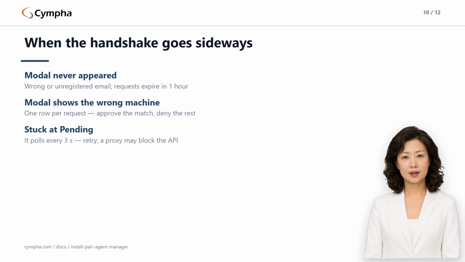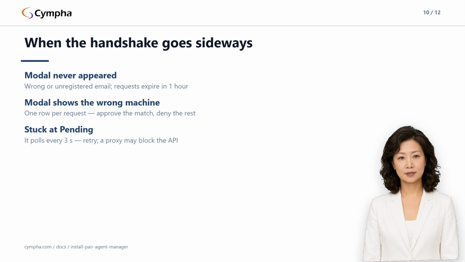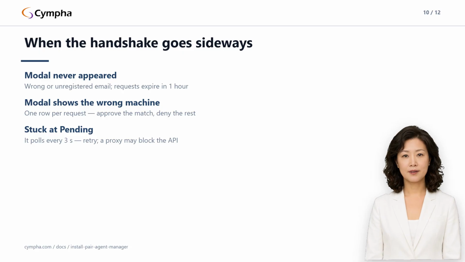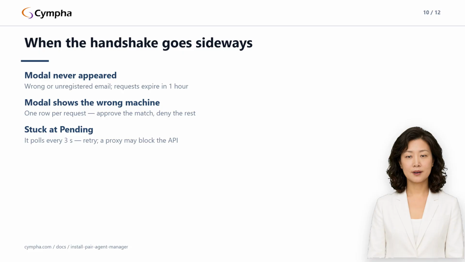Third, the agent dialog still says pending after you clicked Approve. Give it a moment. It polls every 3 seconds. If it stays stuck beyond that, click Cancel in the agent dialog and try pairing again. And if it's still stuck, your workstation is probably behind a corporate proxy blocking Cympha's API address, which is a conversation with your IT team.